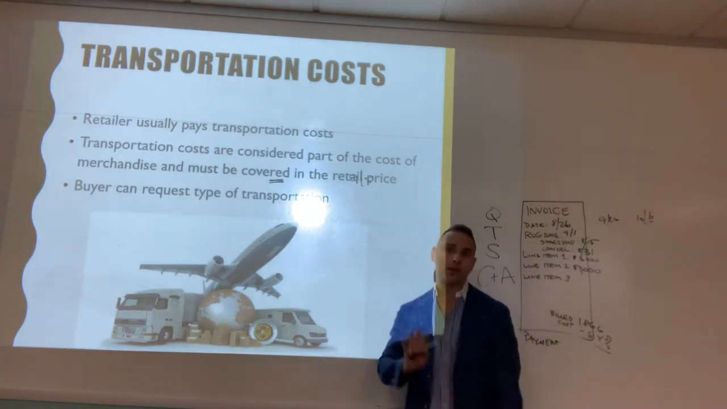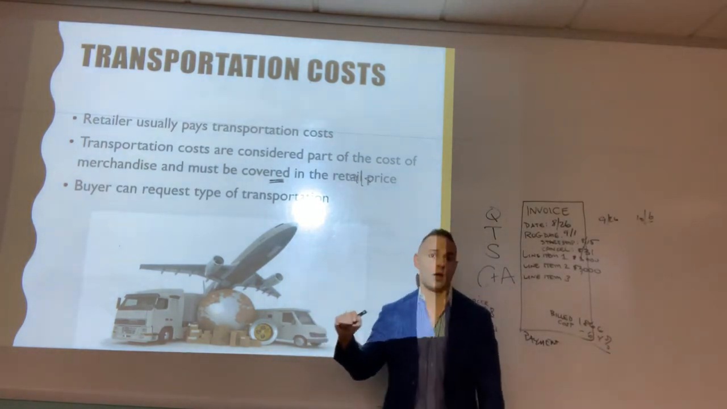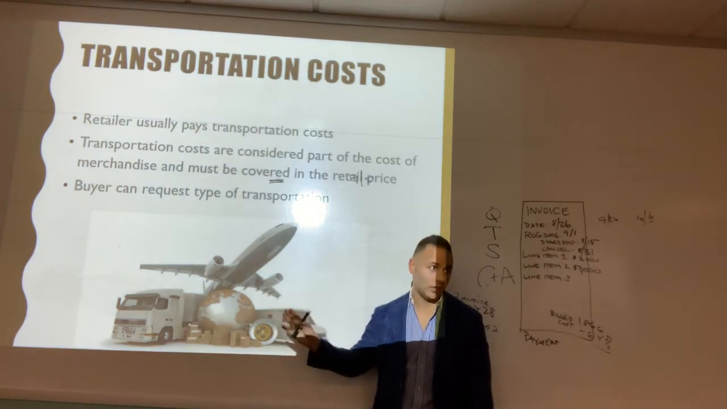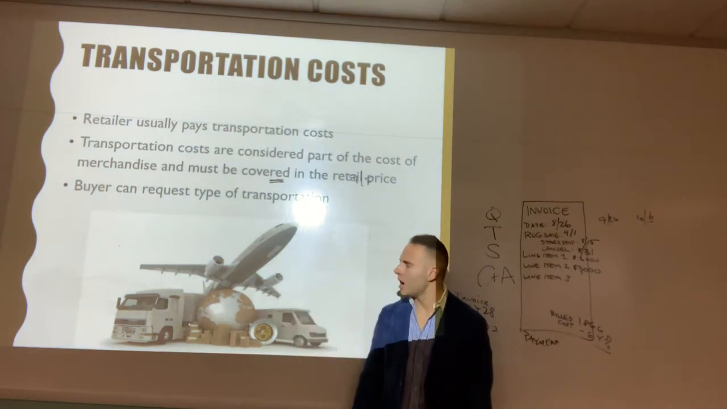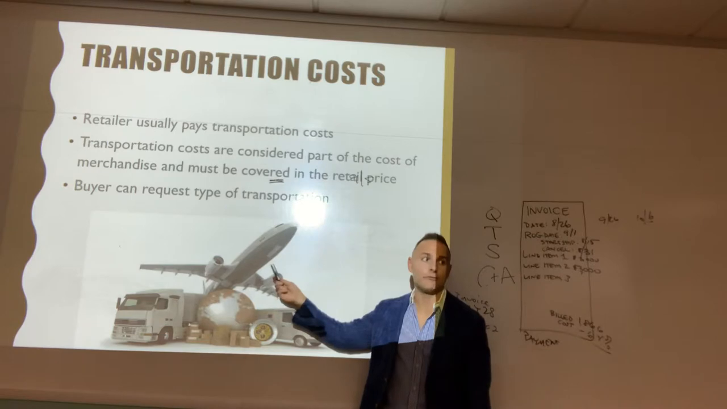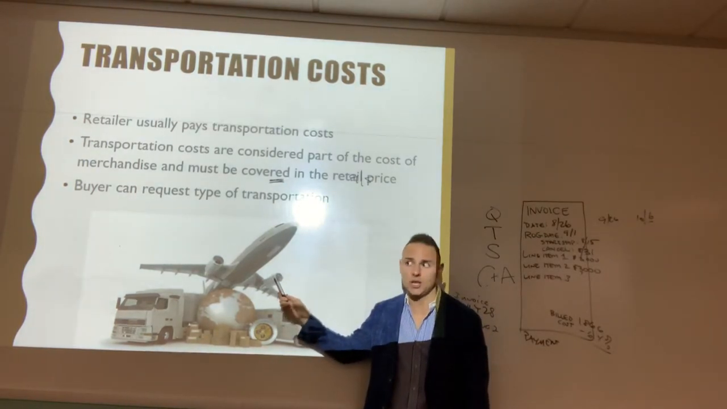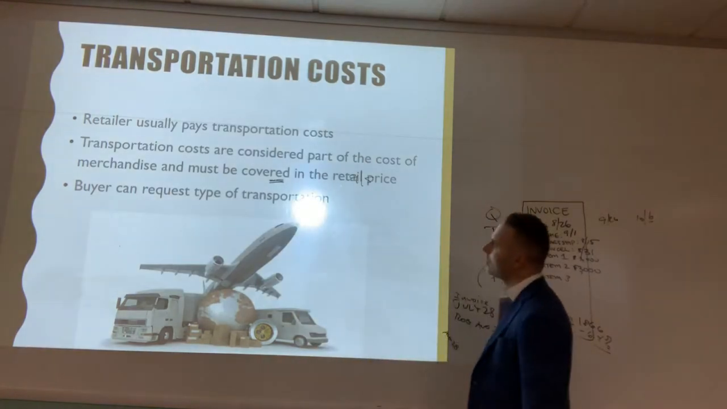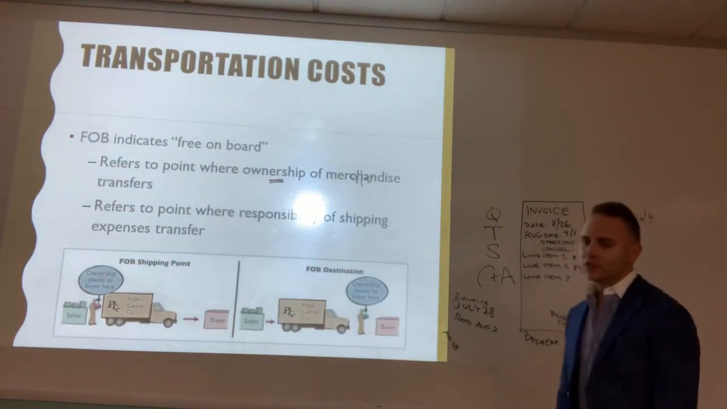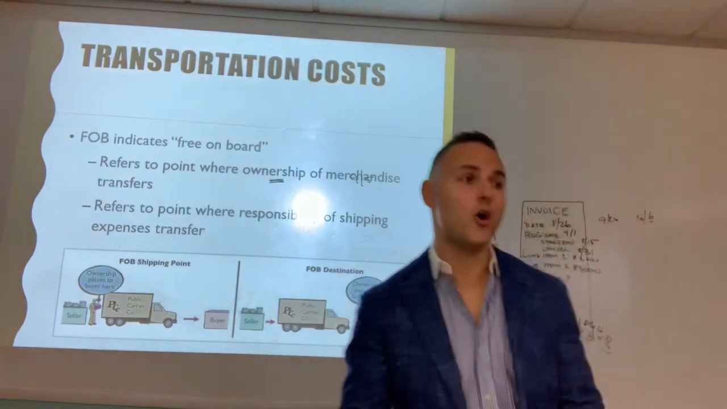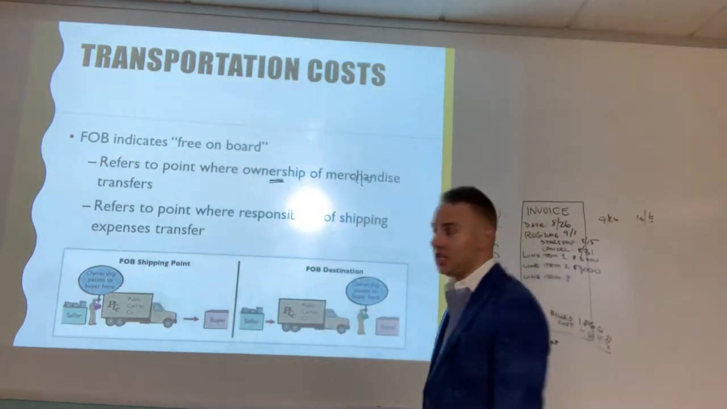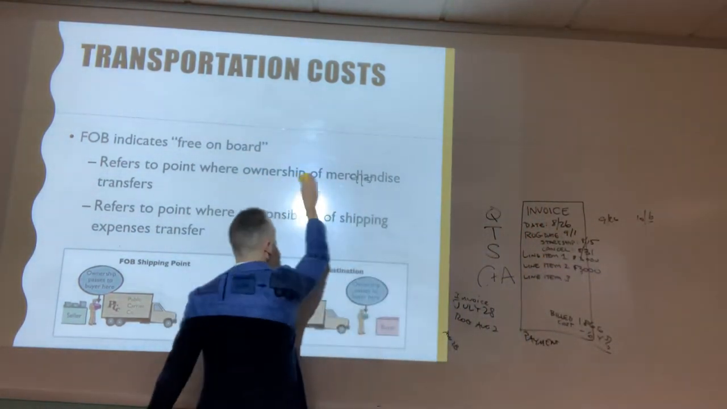They're coming across the Indian Ocean from Asia, generally India, okay? Very rarely are they getting flown in, okay? That's only in like an emergency situation. Okay, so first thing you need to understand is FOB. Write that down. You're gonna see FOB in the problems.